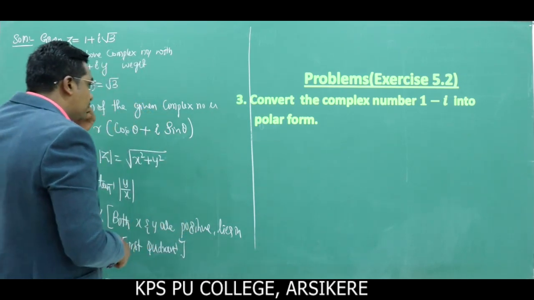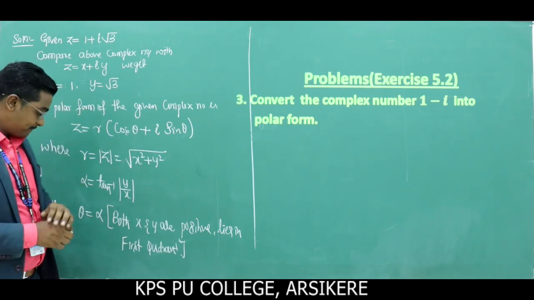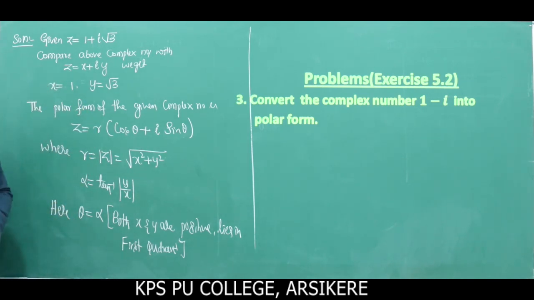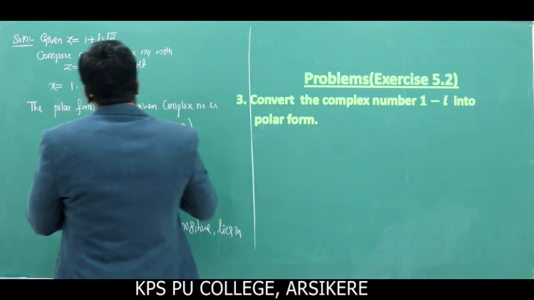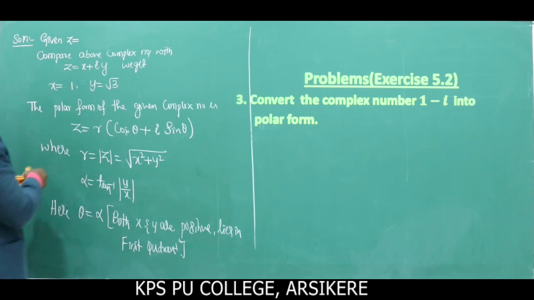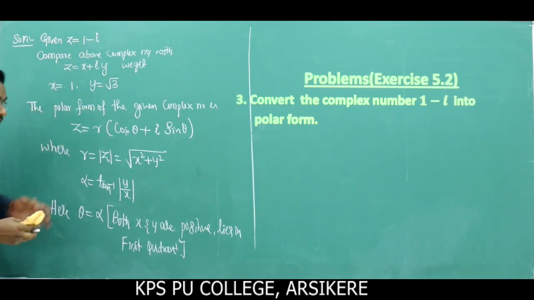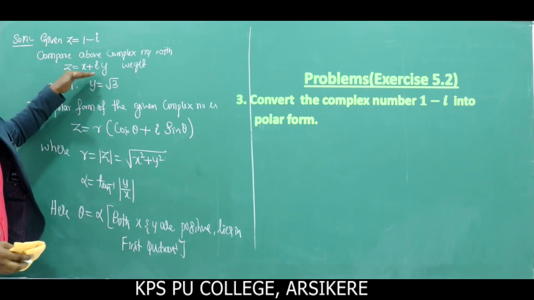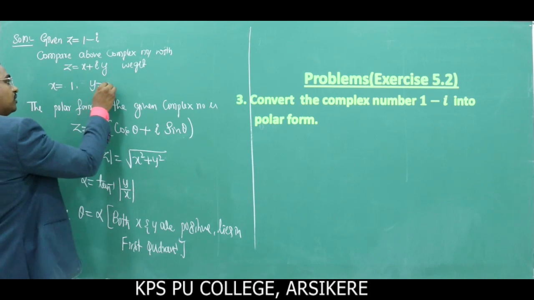So look, z is equal to what is given? The given complex number is 1 minus i. Take the given complex number as z is equal to 1 minus i. On comparing the given complex number with x plus iy, we get x is equal to 1 and y is equal to minus 1.